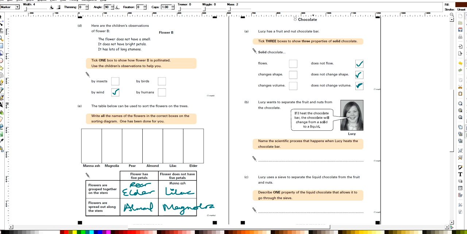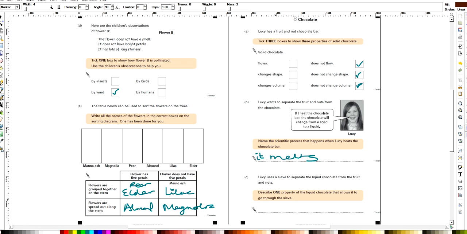Lucy wants to separate the fruit and nuts from the chocolate. If I heat the chocolate bar, the chocolate will change from a solid to a liquid. Name the scientific process that happens when Lucy heats the chocolate bar. Put your hand up, Qasim. Melts. Yep. Okay, so it melts.